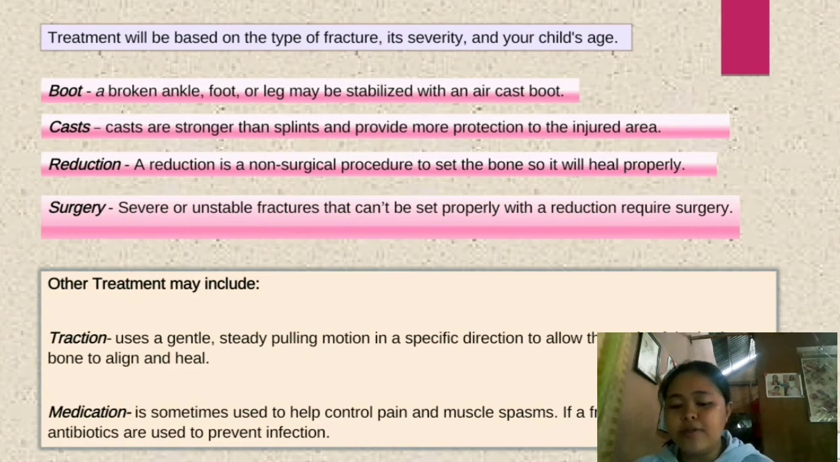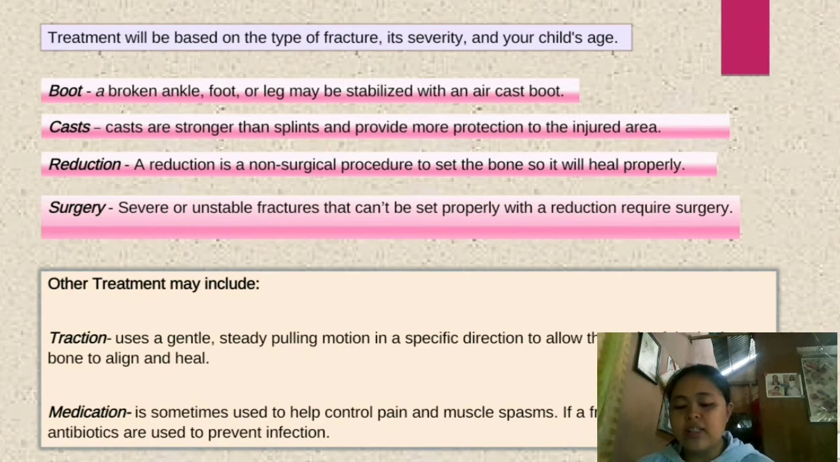Next is surgery. A severe or unstable fracture that cannot be set properly with a reduction requires surgery. To increase the chances that the bone will heal in the correct position, your child's doctor will decide very early in the treatment whether to operate in some cases. However, if the area around the fracture is swollen, the procedure may have to wait until the swelling goes down. So, muna siya ikuhan.